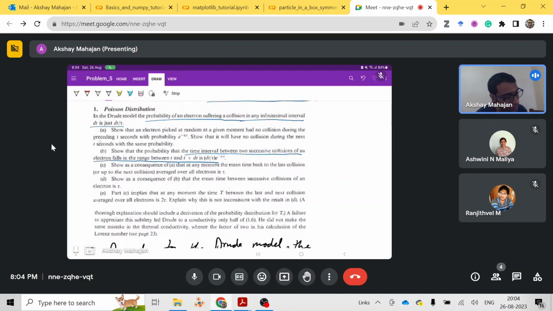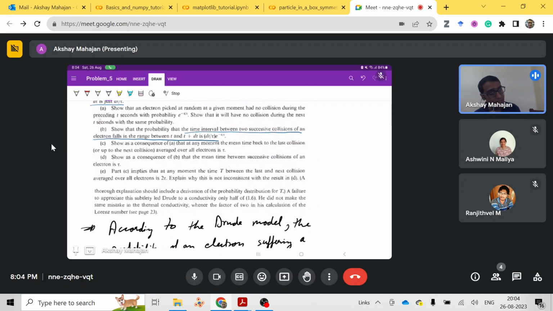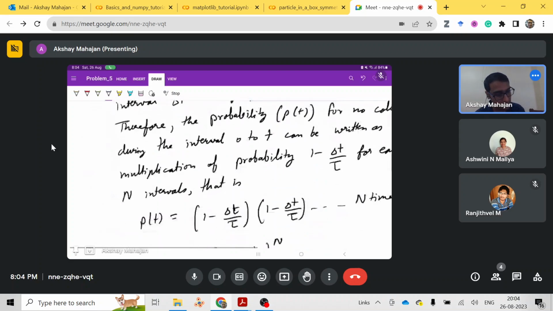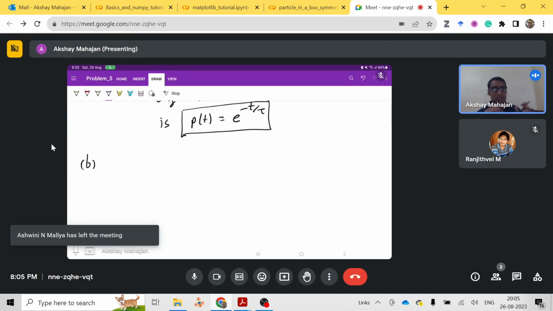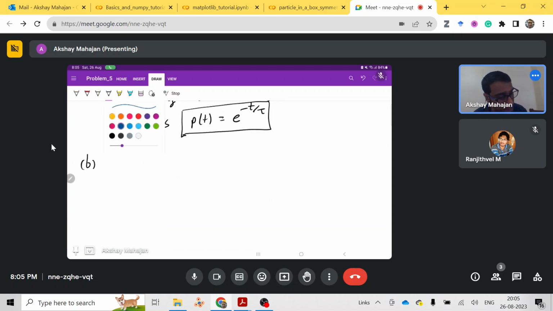Now what we have to find is the probability that the time interval between two successive collisions, like one collision happens and then the next collision happens, falls in the range from t to t plus dt. So the probability that the collision will happen between t and t plus dt will be given by e to the power minus t by tau times dt by tau. So we are saying that the collision doesn't happen till time t, and then the collision happens in the interval dt, with probability dt by tau.